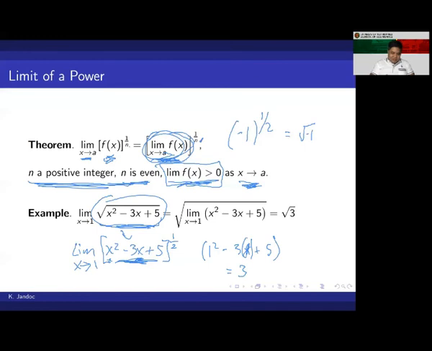Once you get that limit, you raise it to 1 over n. In this case, you're raising it to 1/2. This is equal to square root of 3. That's why you have a square root of 3 over here. So this is an example of how you apply this theorem.